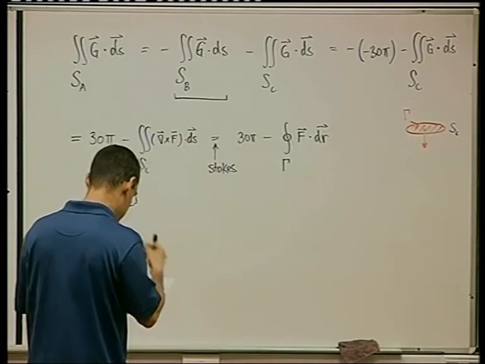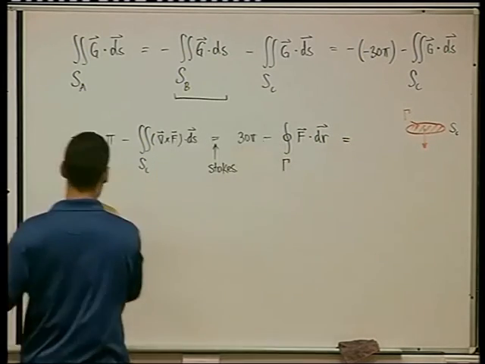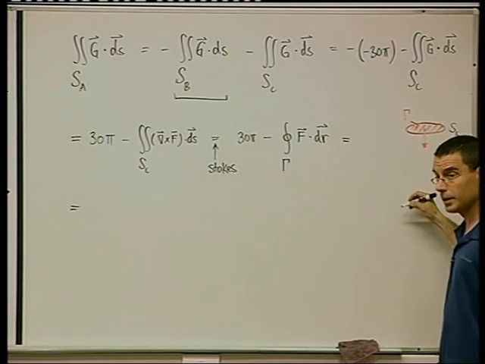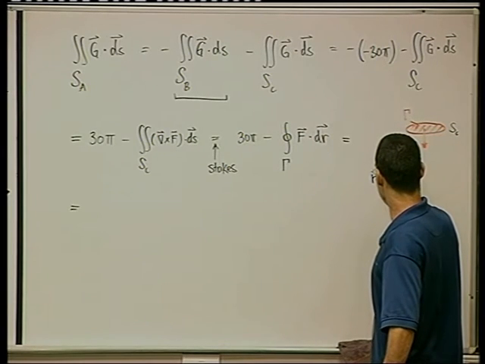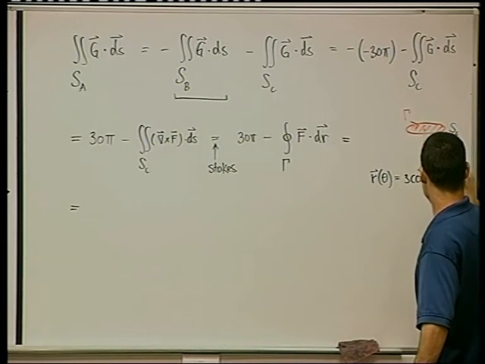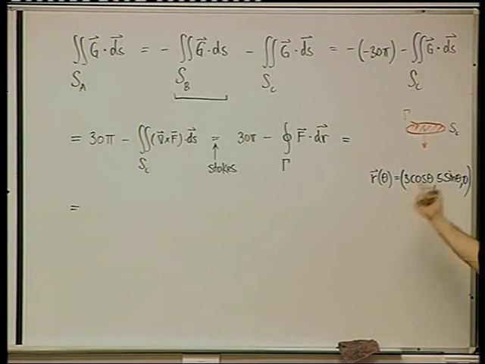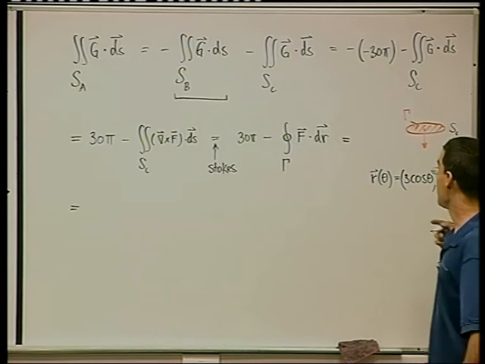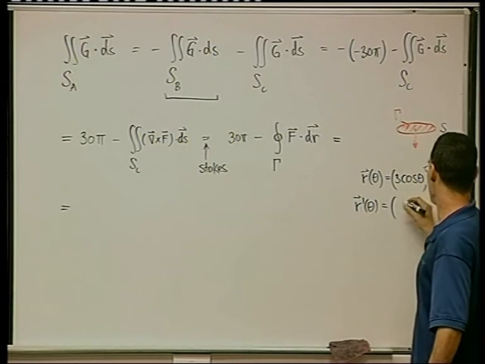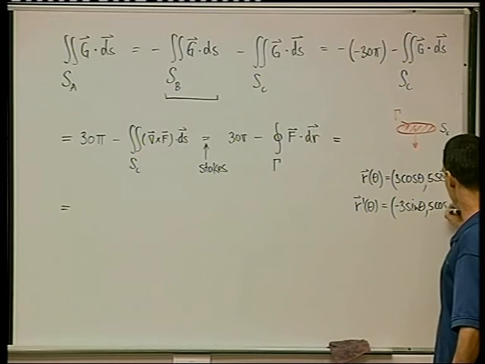So what do we get? We're still going to have to parameterize, right? So now we're parameterizing just the curve. So what's the parametrization of the curve gamma? It's going to be r of theta, which is just 3 cosine theta, 5 sine theta, and 0, right? 0 for the z because it lives in the xy plane, right? And now r prime of theta is what? Minus 3 sine theta, 5 cosine theta, and 0.